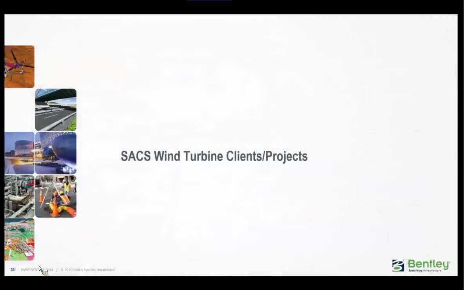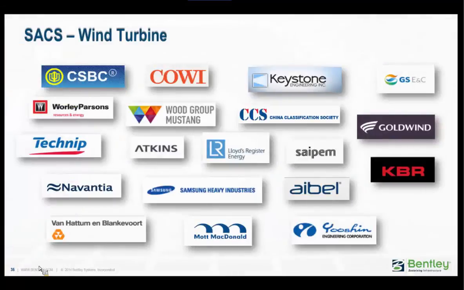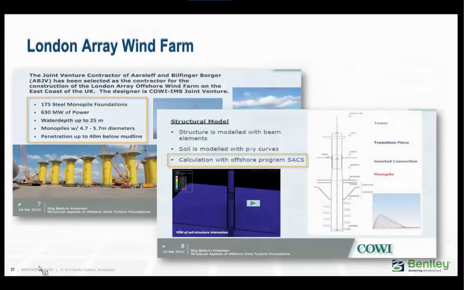Okay, so it'll give you a taste of who our clients are out there. This is a brief list of our clients, and not all of them directly. And then also a brief list of the actual projects where SACS has been used. This is the London Array Wind Farm, and these are slides presented by COE. Basically 175 steel monopile foundations, water depth up to 25 meters, penetration up to 40 meters below the mud line. And they say they used the SACS program for their calculations.